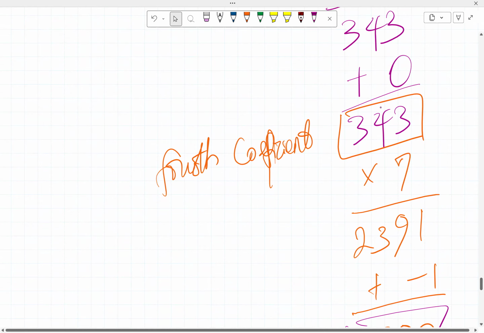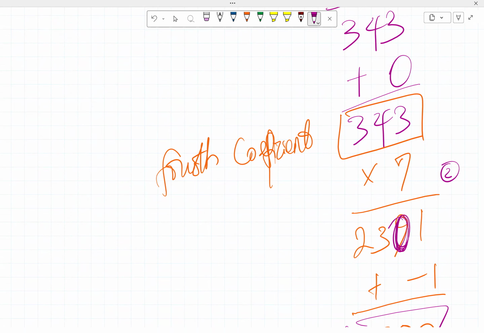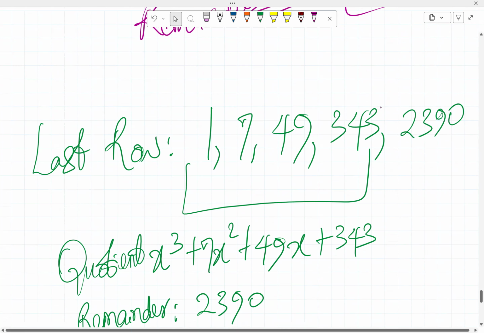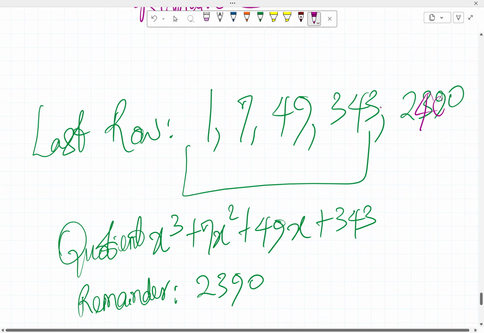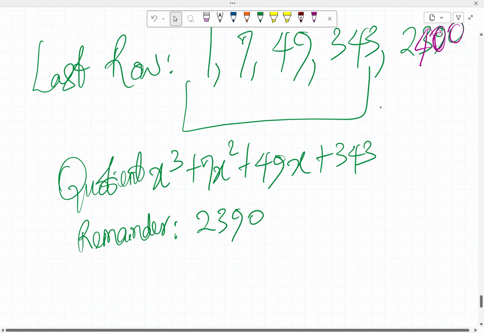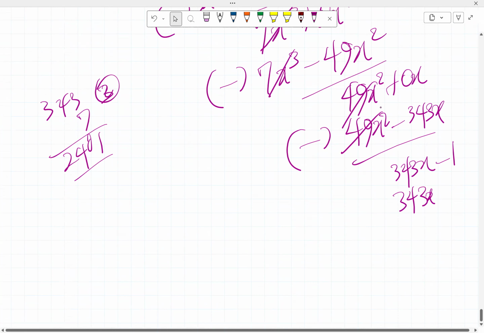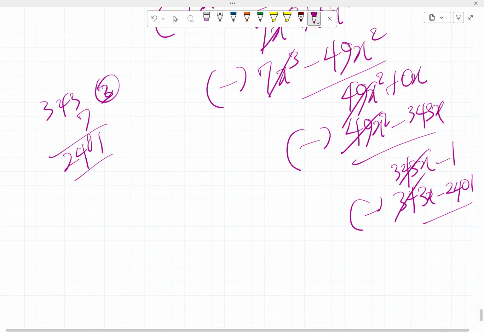Yeah, this is 7 times 3, 21. We hold 2. 28, that's 30. Okay, 30. Then we hold 3. 7 times 3, 21. That's 2401. 2401 minus 1, that's 2400. Okay, so this is 2400. There's even a way to verify that one too. So here now we have minus 2401. So if we subtract, this cancels out and we just have 2400 as a remainder.